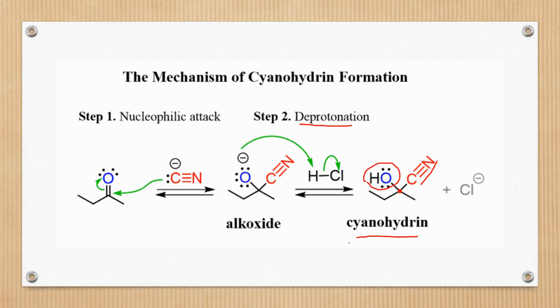So here it will come the term as cyanohydrin. The mechanism of cyanohydrin formation follows first of all the nucleophilic attack and then the deprotonation. So here first of all the cyanide will attack on this carbonyl carbon, and then this alkoxide anion will take up the proton to give you a cyanohydrin complex.